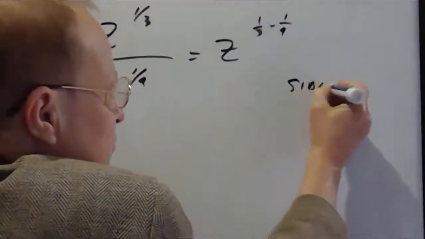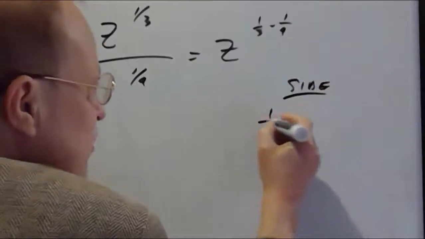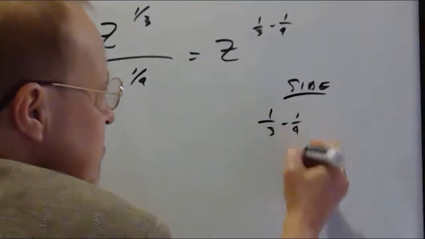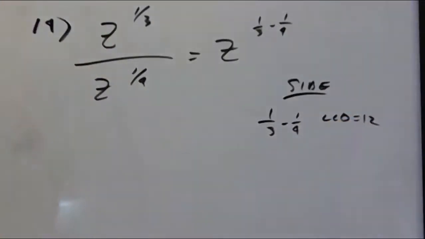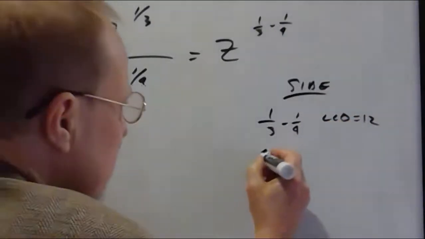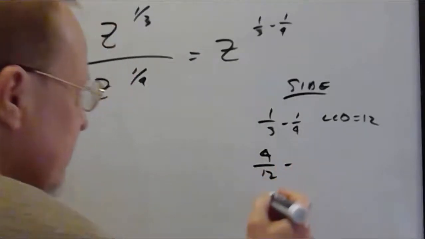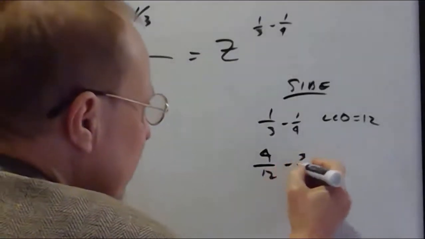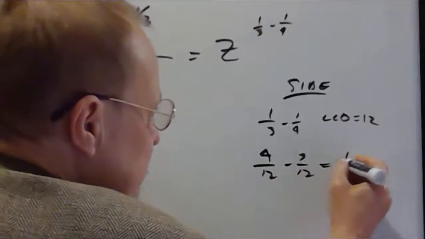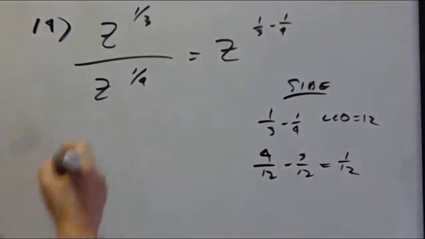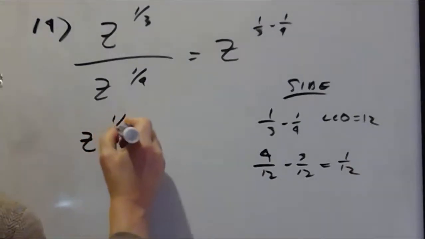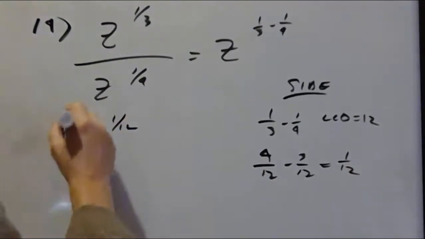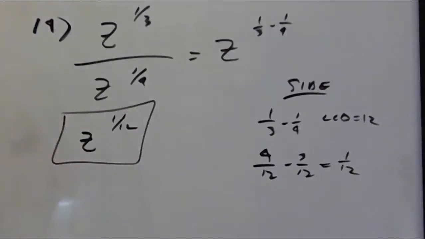And on the side, we'll do the fraction subtraction. The lowest common denominator is equal to 12. So that means this is 4 over 12 minus 3 over 12. So that's going to be equal to 1 over 12. So that means that our final answer is going to be z to the 1 over 12. And that's our final answer for number 14.